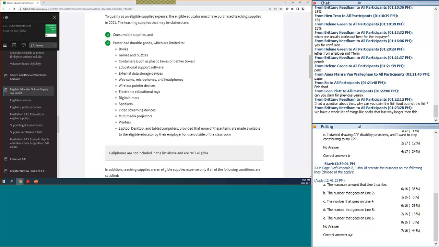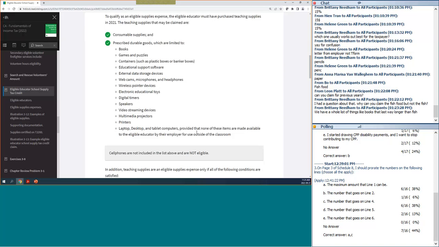Okay. There is a rule about laptops, desktops, and tablet computers. You can only claim them here if the items are only available for use in the classroom. If they can also be used personally, then you can't claim it. So it has to be those, because they're more expensive than, say, a really cheap printer or a speaker. Those things are not allowed unless it is only for classroom use.